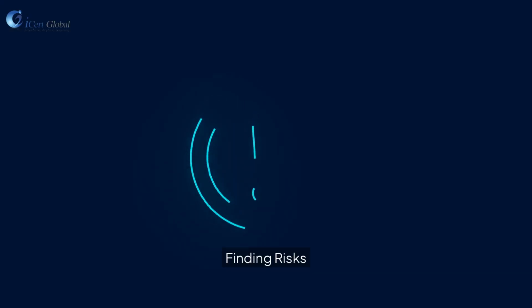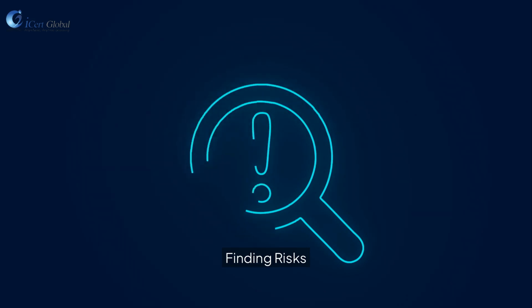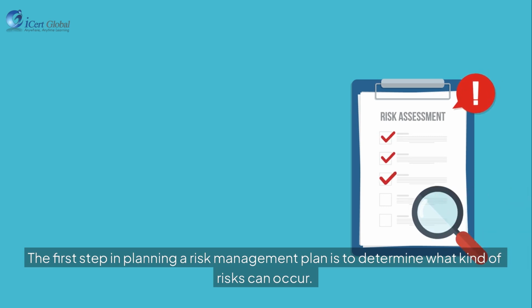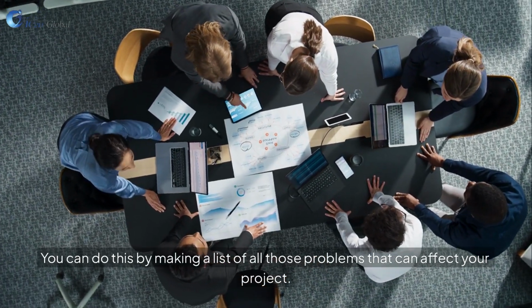Finding risks. The first step in planning a risk management plan is to determine what kind of risks can occur. You can do this by making a list of all those problems that can affect your project.